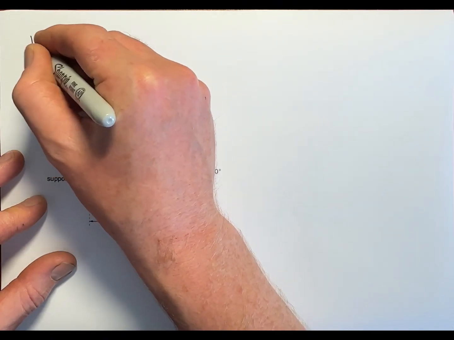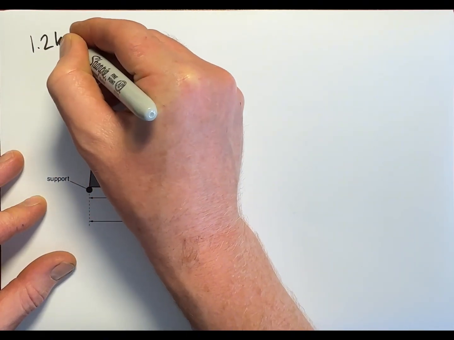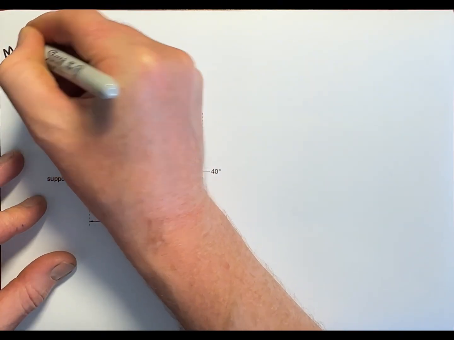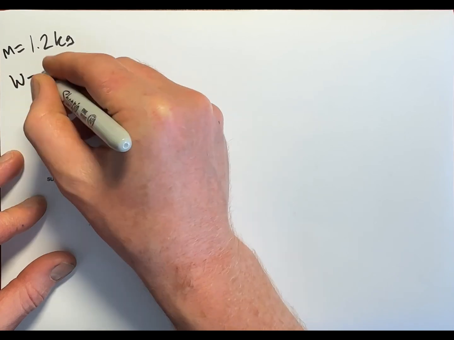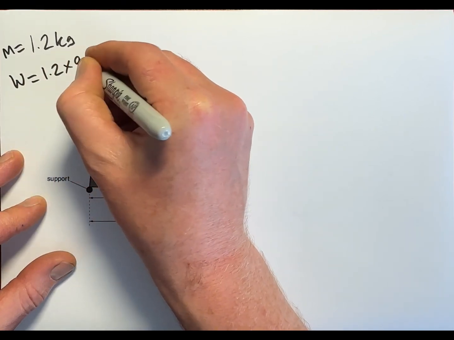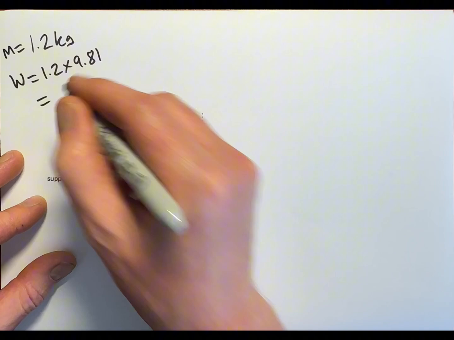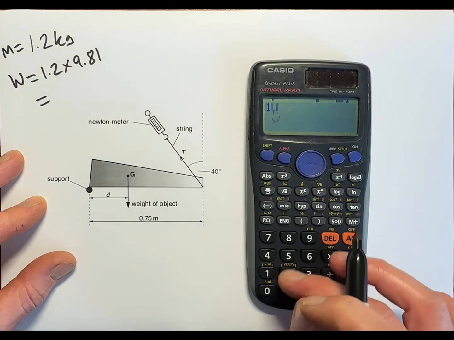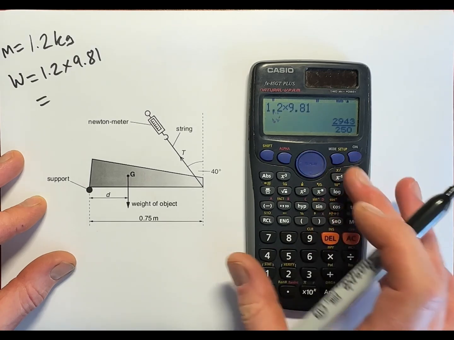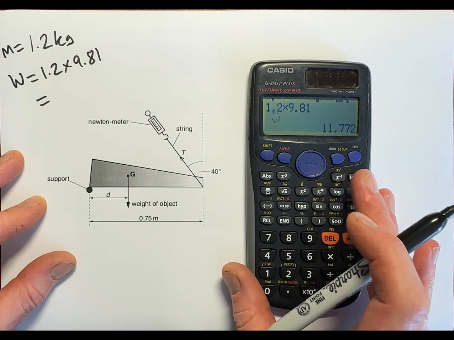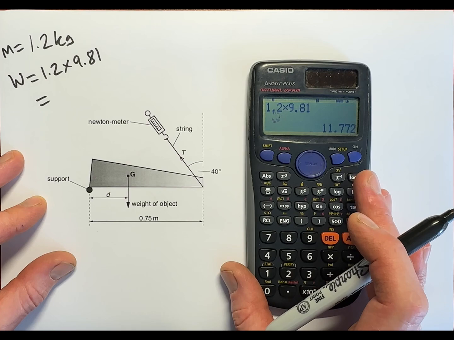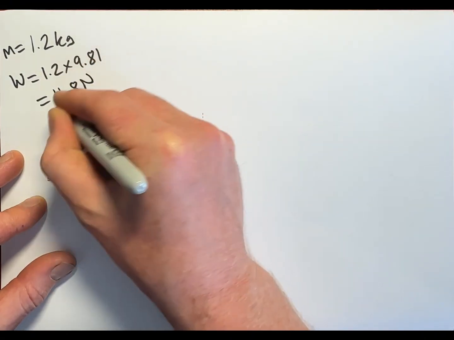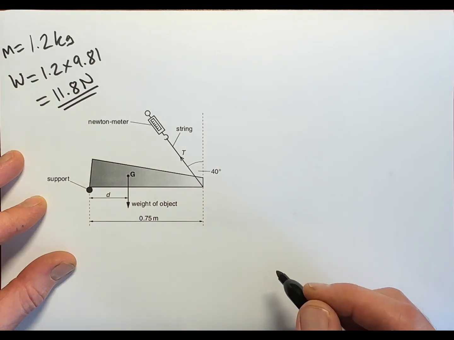You are told in the question, I removed this from the question just to make the diagram simpler, that 1.2 kilograms is the mass of this object. So if we know the mass is 1.2, then the weight is 1.2 times 9.81, which gives a weight of 11.77. We can round that to 11.8 newtons. That's the weight of this object acting downwards.